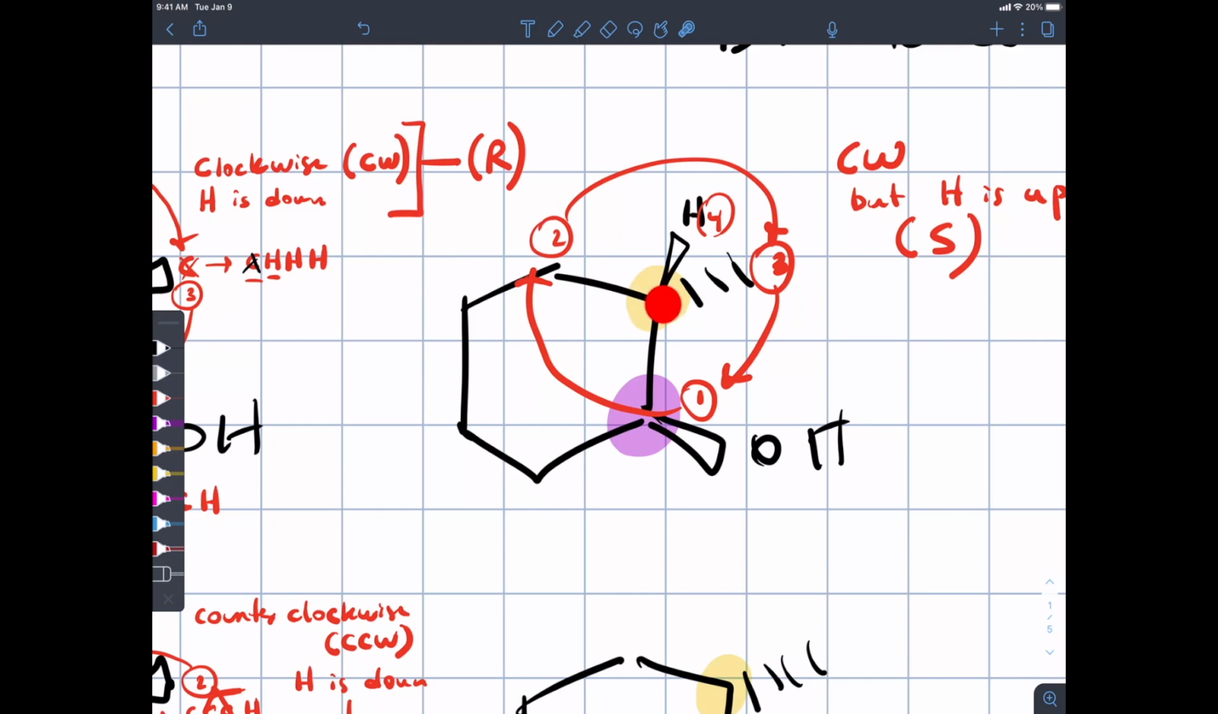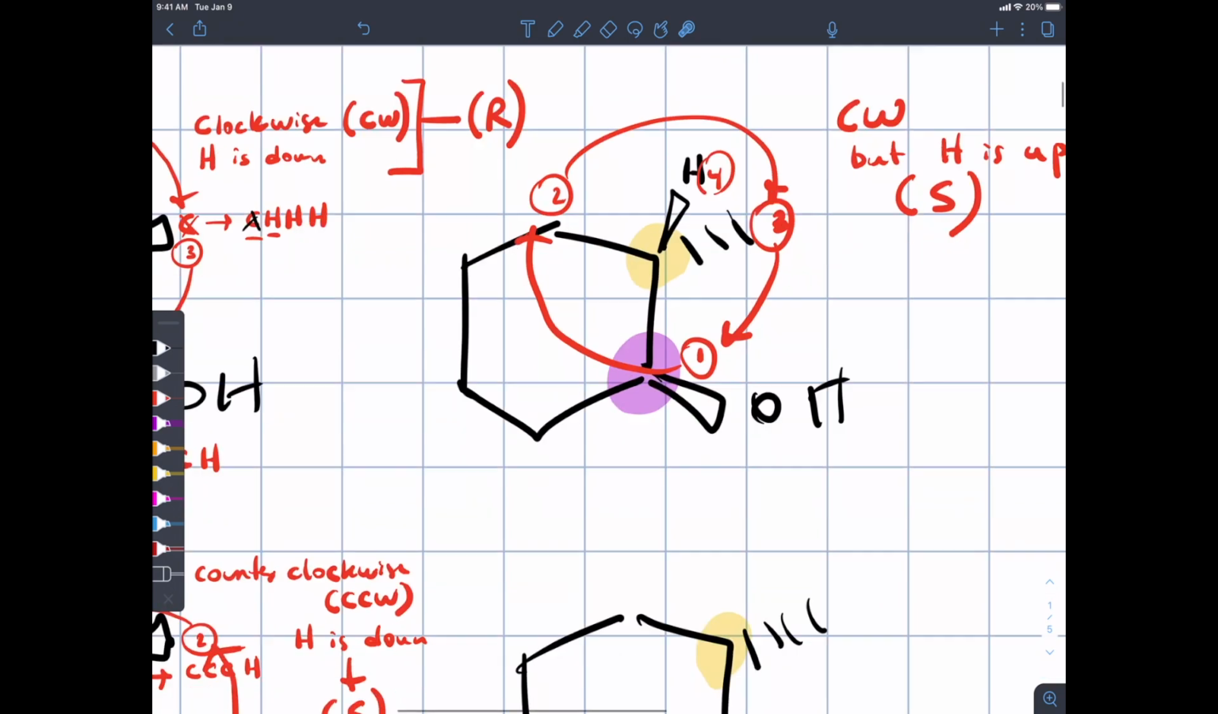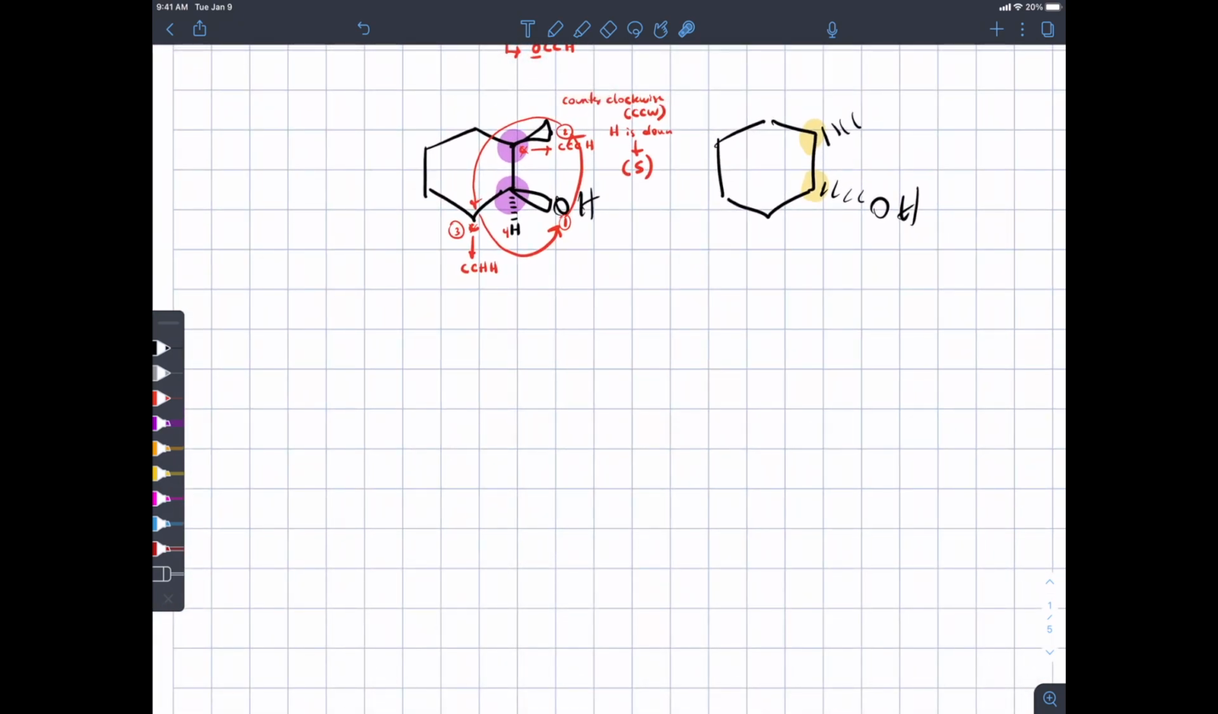Anybody else? Yeah. If the lowest priority group is something besides hydrogen, do you assign it exactly the same way? Should we make up one like that? All right, we'll keep the same situation, only we will add a methyl group there.